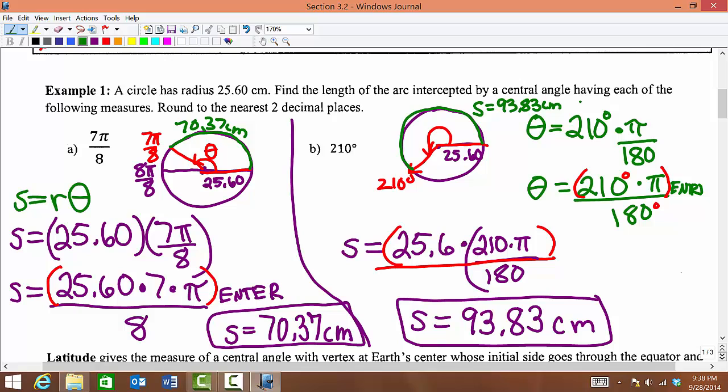So we had to convert our angle first from degrees to radians, and I recommend holding off on actually putting the conversion into your calculator until you multiply it by the radius as well. So we did the radius times the top, put all that into your calculator, and either hit enter, or put parentheses around the top first and then divide by 180.